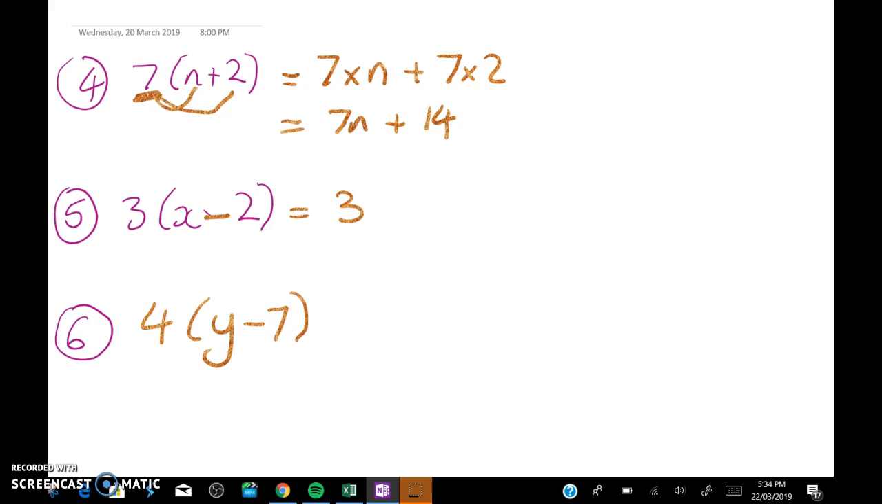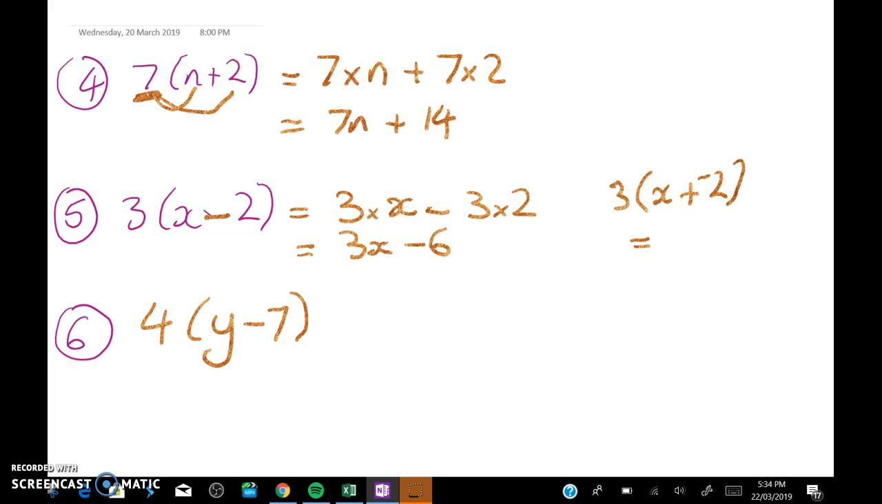The next one is 3 times x minus 2. Now I can think of this in 2 different ways. I can think of it as just take away 3 times 2. That gives me 3x minus 6. Or I could think of it like this. 3 times x plus negative 2. Right, so this is great practice at integers, which we're going to need for the number part of the JAF coming up. So here we've got 3x plus 3 times negative 2. Okay, so either way we get 3x minus 6.